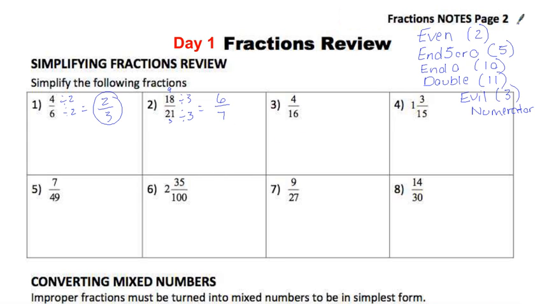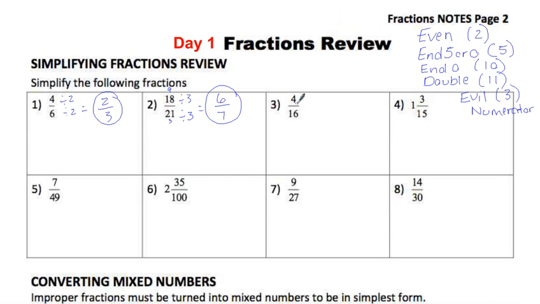Then I go back through my rules. Are they even? No. Do they end in 5 or 0? No. Do they end in 0? No. Are they doubles? No. 6 divides by 3, but 7 doesn't divide by 3, and 6 doesn't divide 7. So that is done.